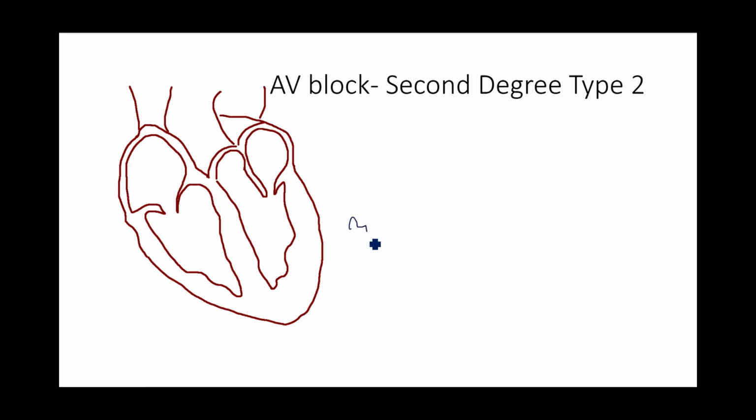So you would have a P wave, QRS complex, T wave, another P wave, but this time nothing following it because there's no conduction through the AV node. Another P wave with a normal QRS and then a T, another P wave, normal QRS, then a T, another P wave, this time nothing conducts, etc. There is no regularity to this pattern at all, unlike in second degree type 1.